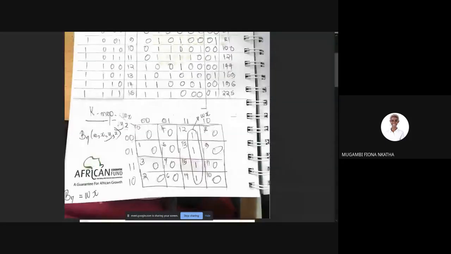For those who are very confused about how those K-maps are looking, are we okay? So this is easy. Yes? Okay, great.